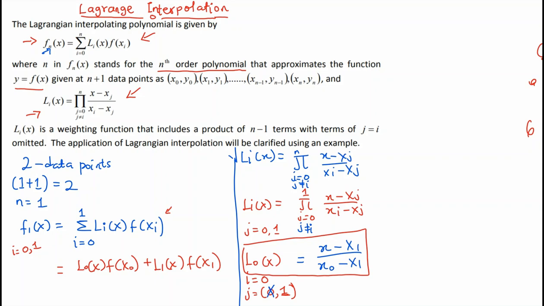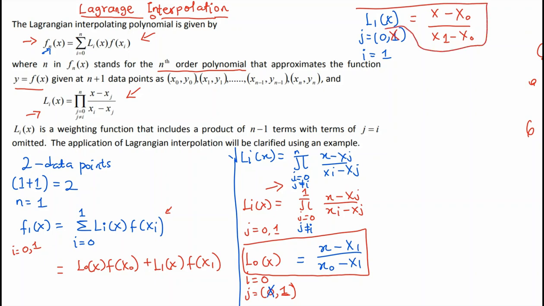So let's look at the second one also. For the second one, we have L1 of x, right? So our j values will be 0 and 1, and our i is equal to 1. But j must not be equal to i. That's from the general formula. So j must not be equal to 1. So the only j value we have would be 0. So we're going to have L1 of x equal to x minus x j, and our j is 0. That's the only possible value of j that we can have. So we're going to have x0 over x i, our i is 1, so that's x1 minus x j, which was x0. So this will be the second weighing function for this case.